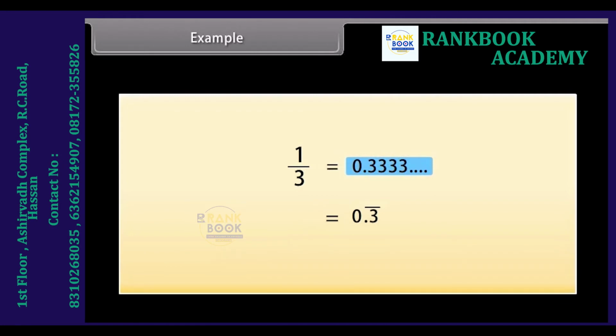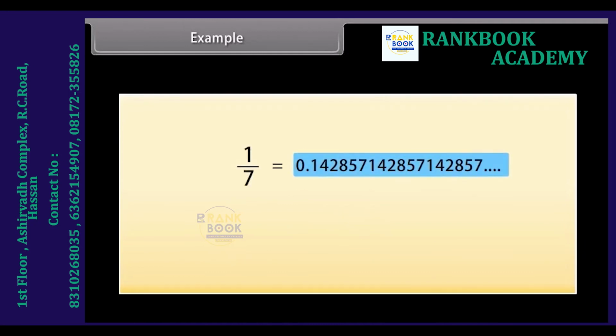Let's take another example. The decimal expansion of 1 by 7 is 0.142857142857, and so on. Here 1, 4, 2, 8, 5, 7 is repeating. So we can write it as 0.142857 bar.